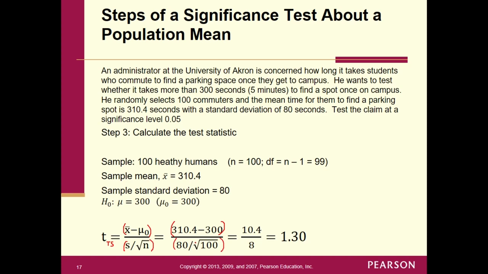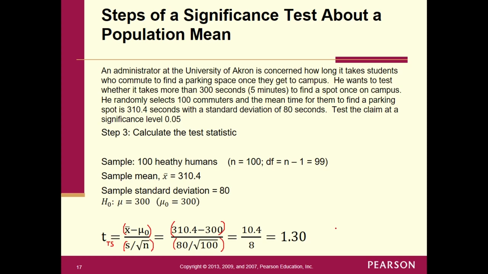So that's actually fairly easy to calculate the numerator and denominator. 310.4 minus 300, well, that's 10.4 if you take a close look at that. The square root of 100 is 10, so 80 divided by 10 is just 8. So I calculated a test statistic of 1.30. Okay. So how about we do this? How about we do the interpretation of the test statistic? We didn't do that in the last problem. I probably should have.